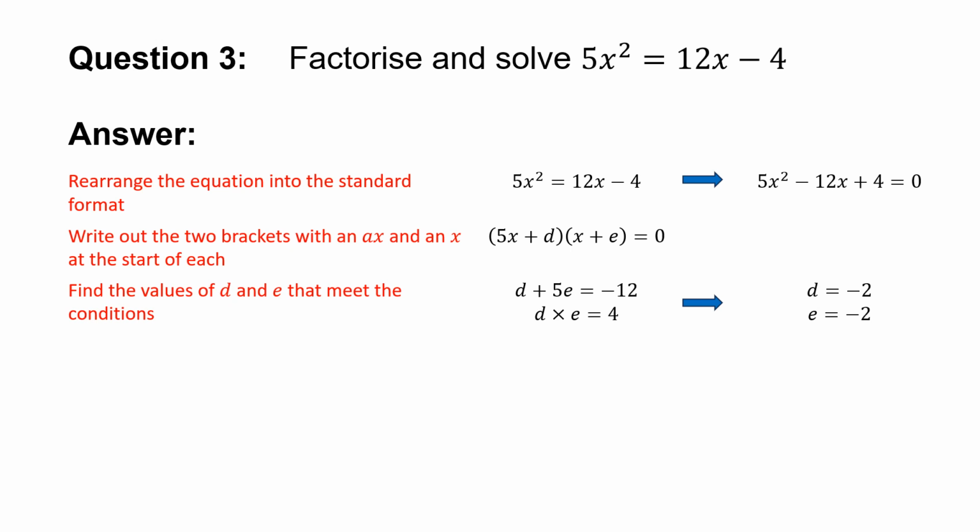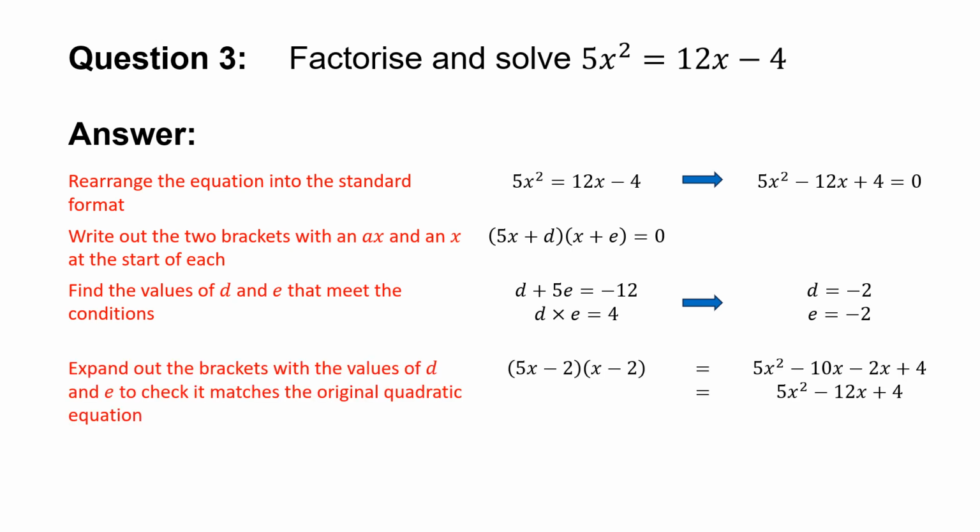And we should be able to work out that the two values for d and e are going to be minus 2 for both of them. So putting this into the brackets, we get 5x minus 2 and x minus 2. And when we expand this out, we get 5x squared minus 10x minus 2x plus 4. Which simplified equals 5x squared minus 12x plus 4. And this is the original expression, so we know we have the correct values in the brackets.